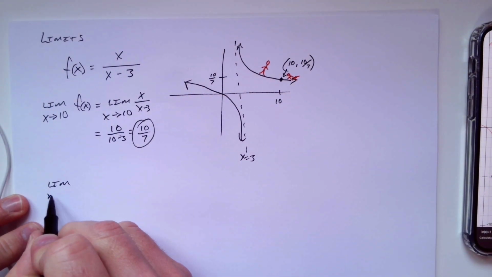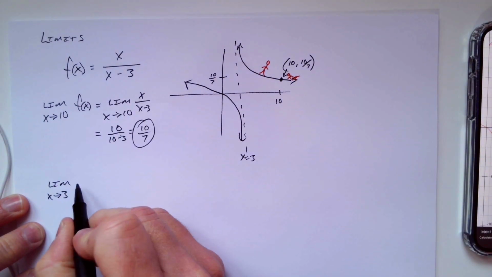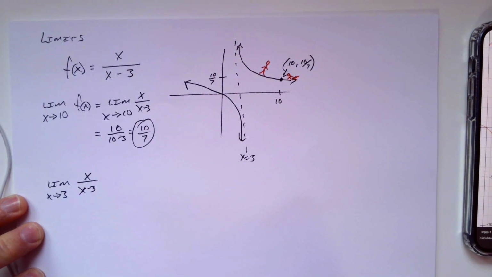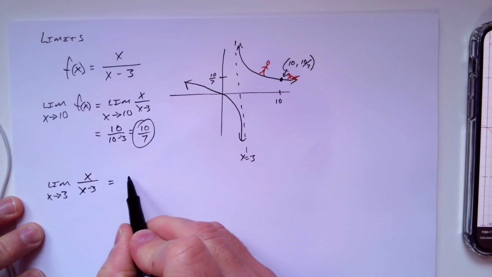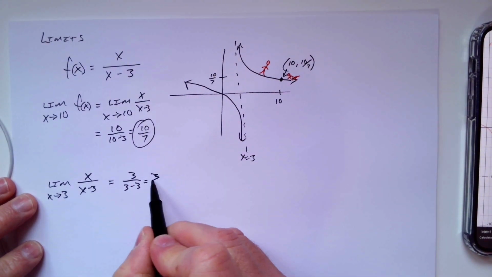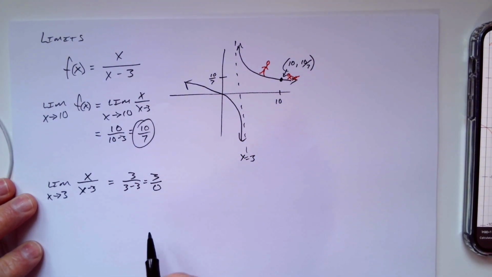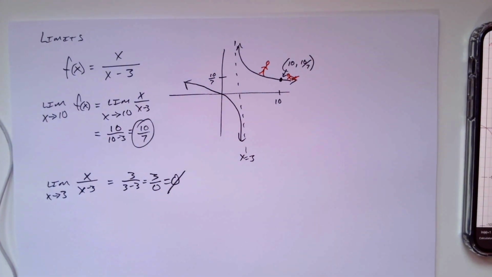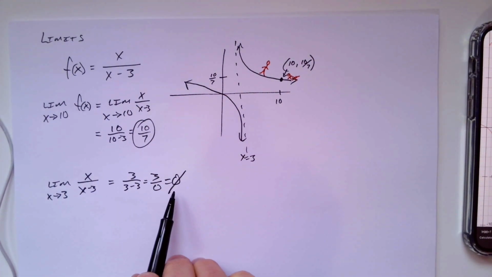Let's do the limit as x goes to 3 this time of x over x minus 3. Now in this instance, if we plug in 3, like I've already talked about, we'll do 3 over 3 minus 3, which gives us 3 over 0. Now some of you are going to say, well, the answer here is undefined. All right, this is not the symbol for 0, this is the symbol for undefined.